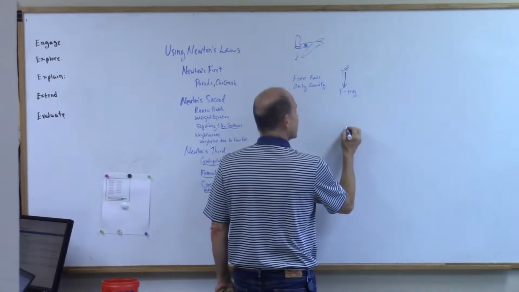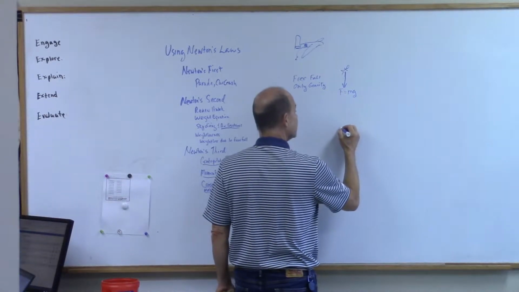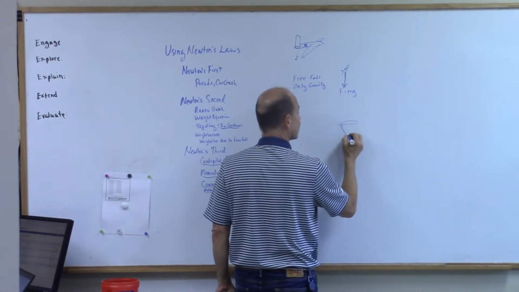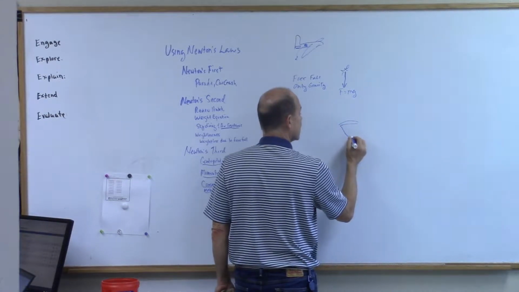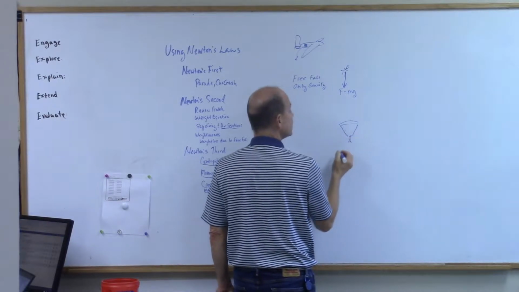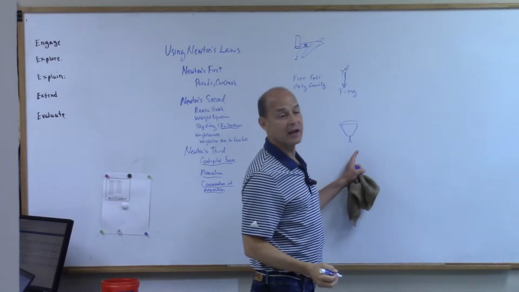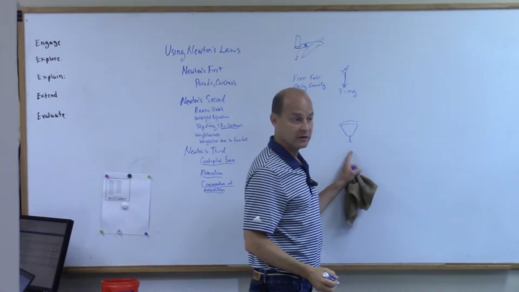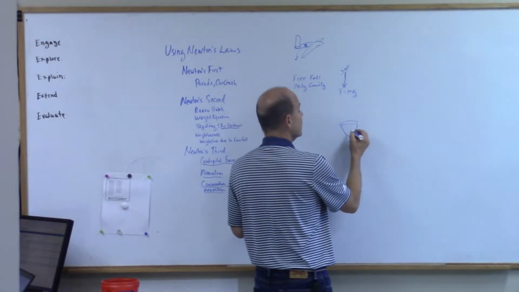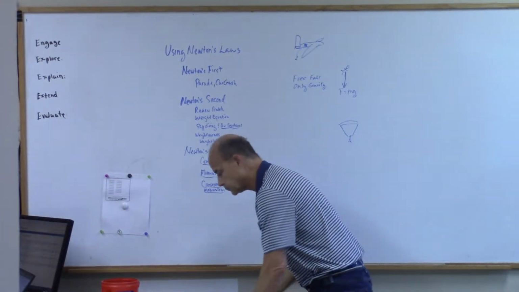Now, when the parachute opens, make sure I'm not missing a step here. When the parachute opens, now you've got a lot of air resistance, right? Because the parachute has a lot of surface area. And so there is going to be, let me use a different color.